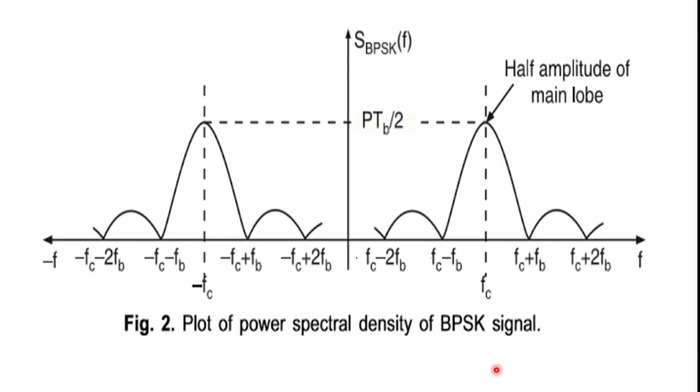So now here Fc is the carrier frequency, that is the center frequency. The frequency components are translated from Fc minus Fb to Fc plus Fb. And this is the concept of power spectra of coherent binary phase shift keying signal.